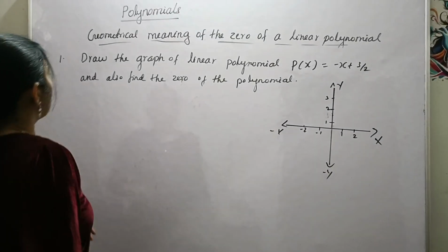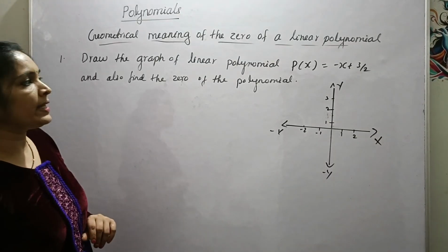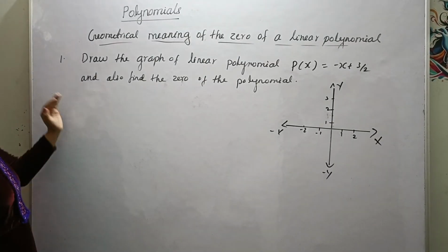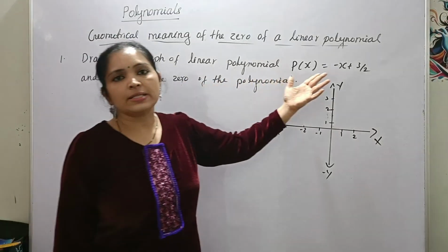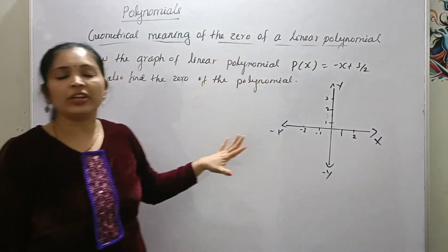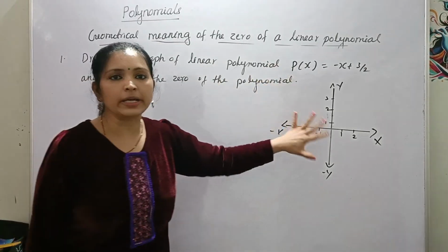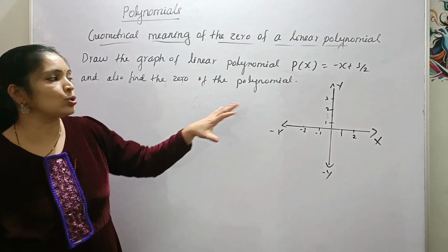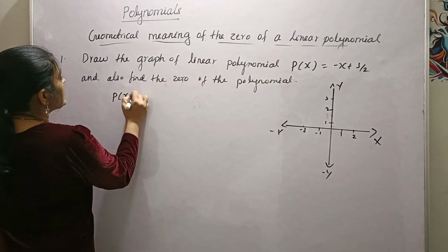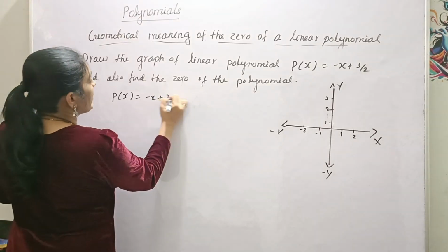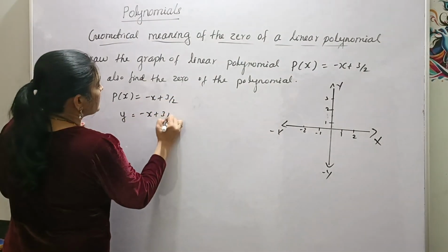Okay, now let's go through an example. Draw the graph of the linear polynomial p of x is equal to minus x plus 3 by 2 and also find the zero of the polynomial. Here we can find the zero of the polynomial directly, but here we should find the zero of the polynomial using the graph. So first of all we have to draw the graph. Here the given polynomial is p of x is equal to minus x plus 3 by 2. That is y is equal to minus x plus 3 by 2.